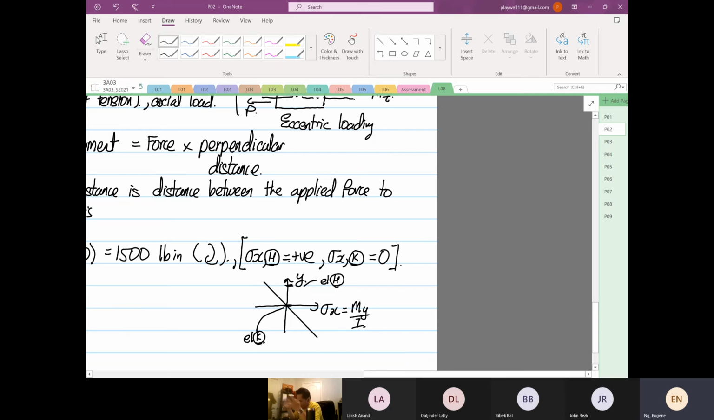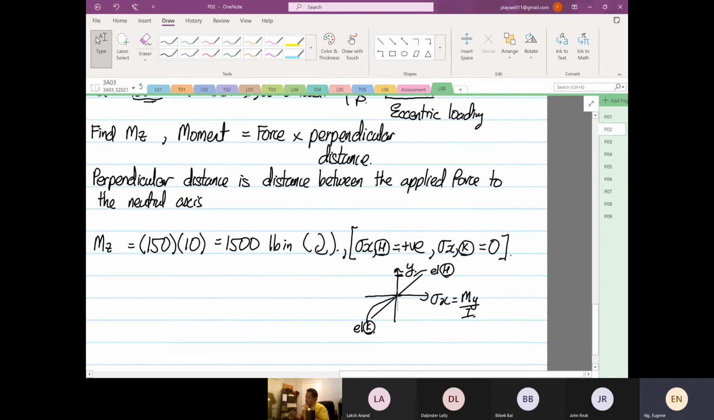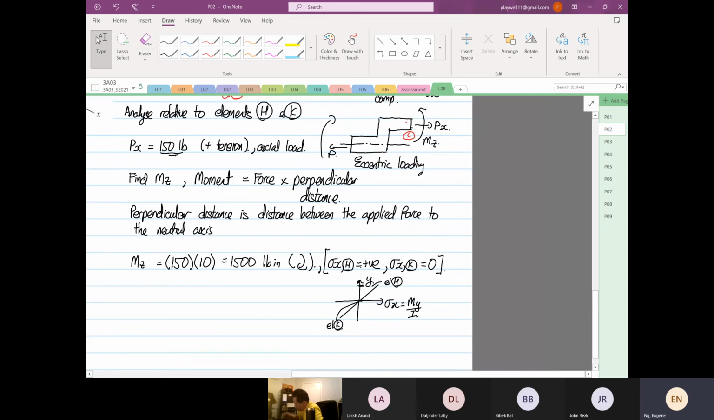Now, these are the analyses that you really need to know. Sorry, I drew them in the wrong direction. It should distribute this way. It's just a sketch. That's why it's so critical that you envision your moments and your shear and your axial loading. For Px it is straightforward. Px in this form is Px divided by area, so everything is in tension, regardless of element H or element K.